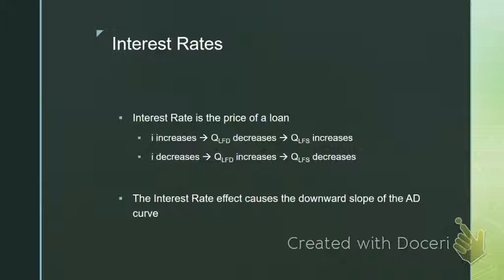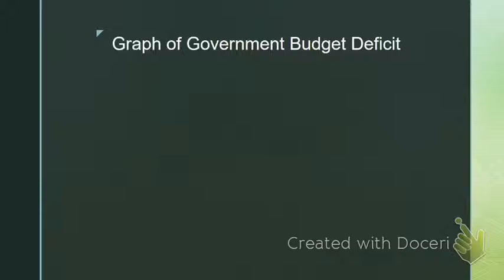Yes. Is this a shift along the curve or a shift of the curve? These would be movement along the curve. Okay. The interest rate effect causes the downward slope of the aggregate demand curve. Interest rates. Graph of a government budget deficit.